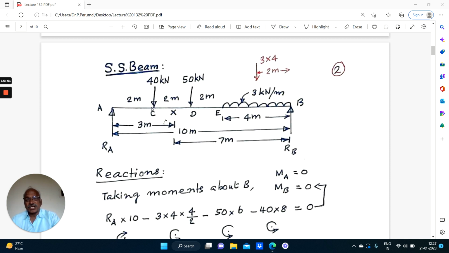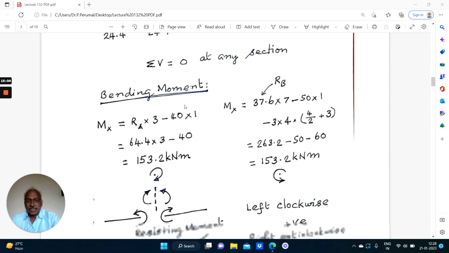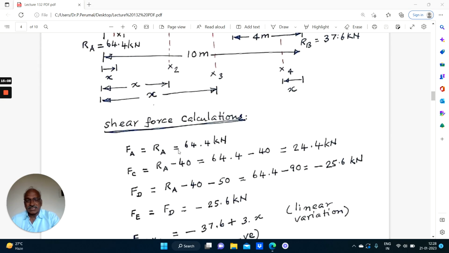Coming to shear force at C: just to the right of C, that is the algebraic sum of the vertical forces, that is RA minus 40. Shear force at D means it is RA minus 40 minus 50. That's the calculation here. See, here RA is 64.4. Shear force at A equals RA itself, 64.4. Shear force at C equals RA minus 40, 24.4, just to the right of C. Shear force at D means RA minus 40 minus 50, which is equal to minus 25.6 kilonewton.